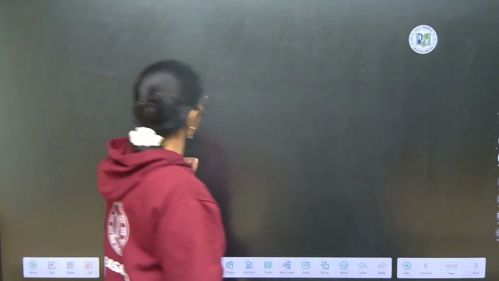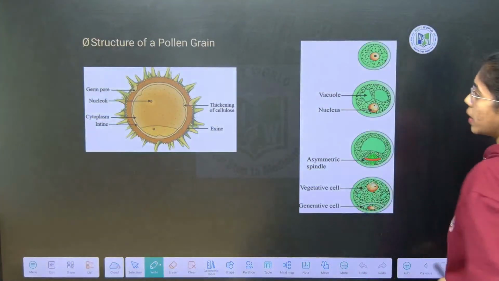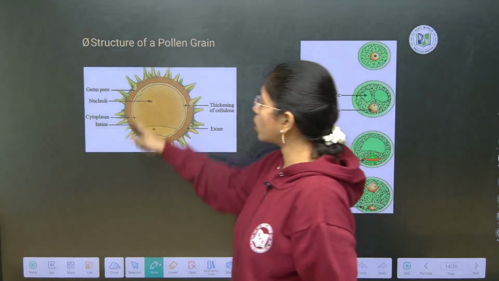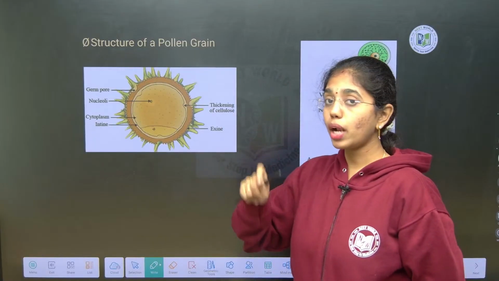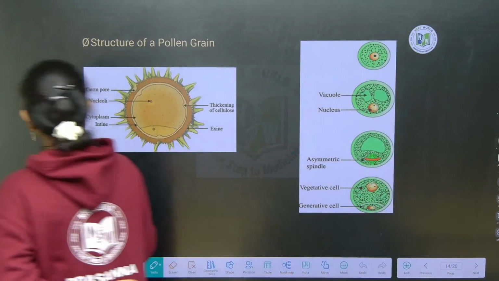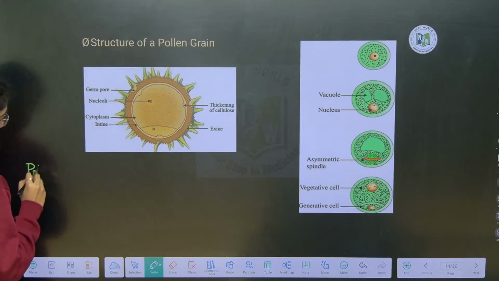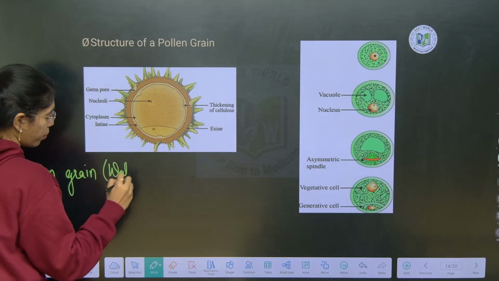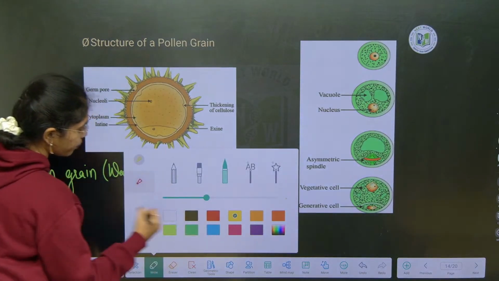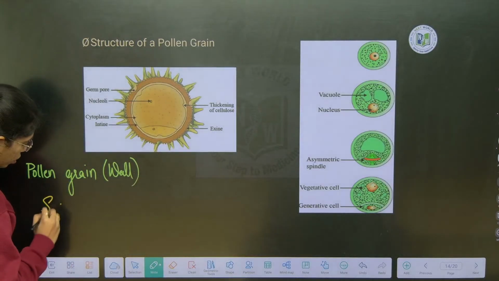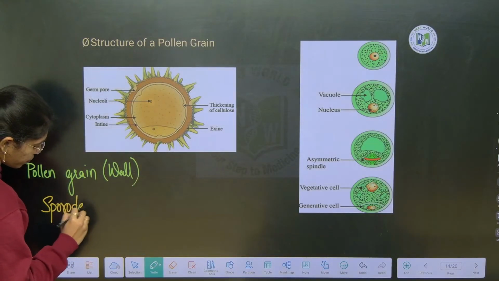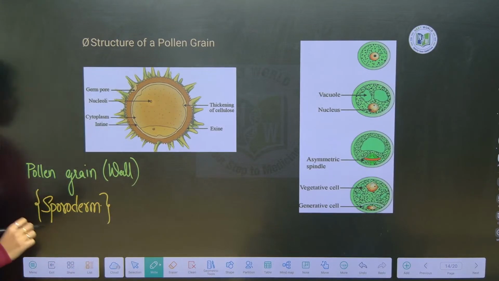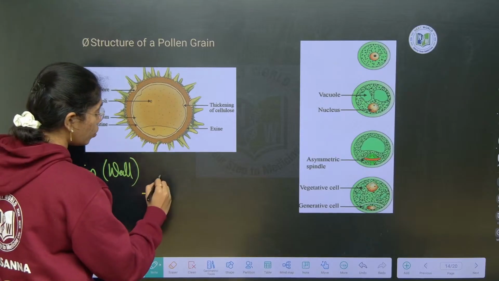Now you look into this, beta. Pollen grain structure. If you see the pollen grain structure, first let us go from the outer layer to the inner layer. The pollen grain wall is composed of sporoderm. This sporoderm is the pollen wall layer, and it has two layers in it.